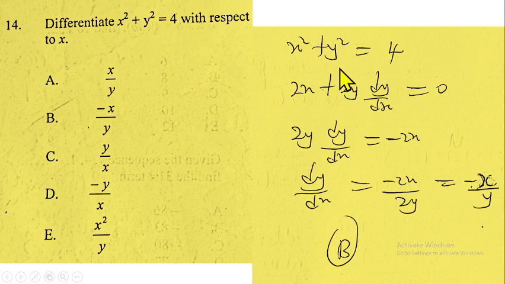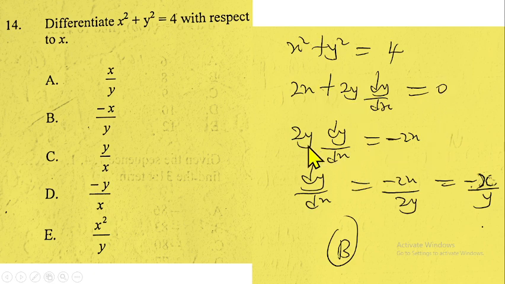So how do we do that? If you differentiate x squared, that gives us 2x, and if you differentiate y squared, that will give us 2y dy/dx, because y is a dependent variable, so you need to add your dy/dx here. It equals, if you differentiate 4, that gives us 0 because 4 is a constant.